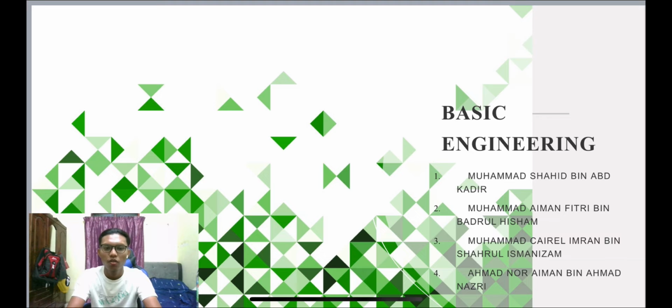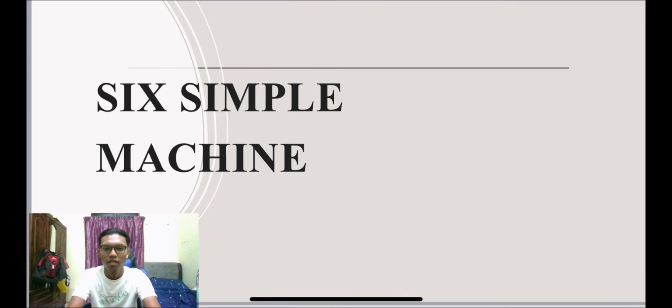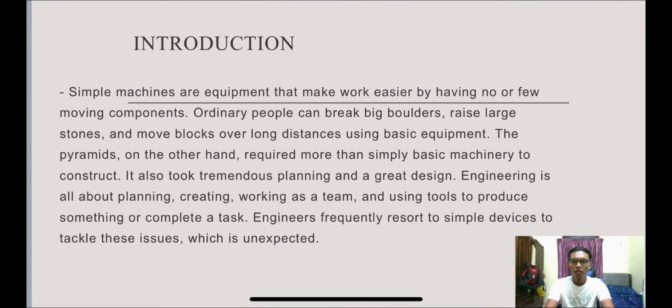Today I want to present about 6 simple machines. Now I want to talk about the introduction. Simple machines are equipment that makes work easier by having no or few moving components. Ordinary people can break big boulders, raise large stones, and move blocks over long distance using basic equipment. The pyramids, on the other hand, required more than simply basic machinery to construct. It also took tremendous planning and a great design.